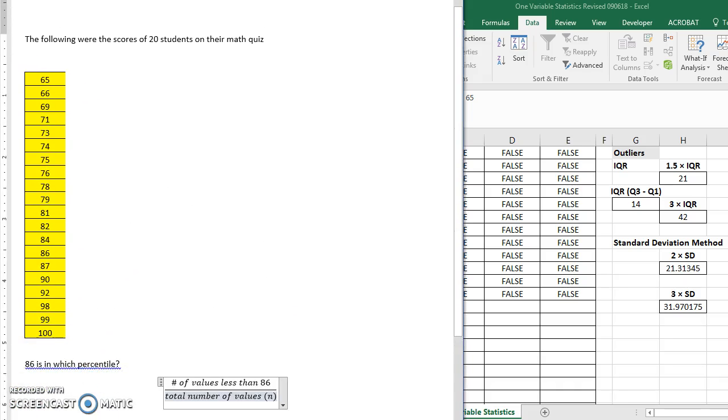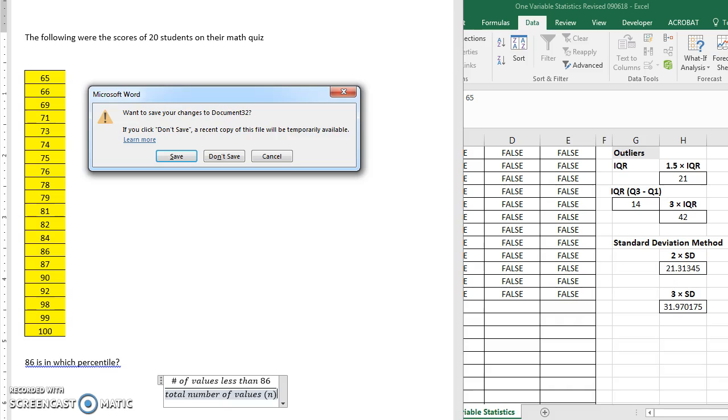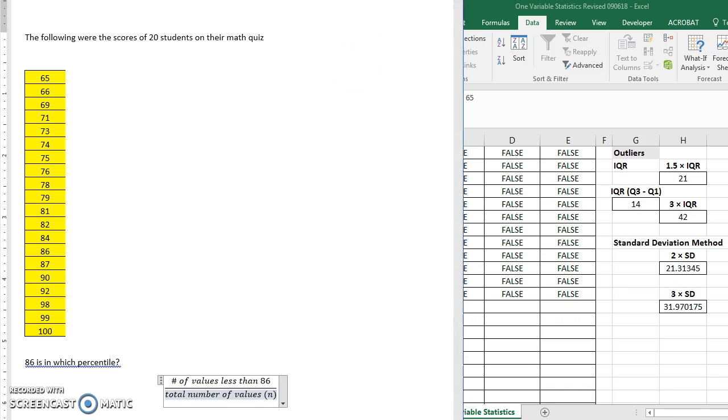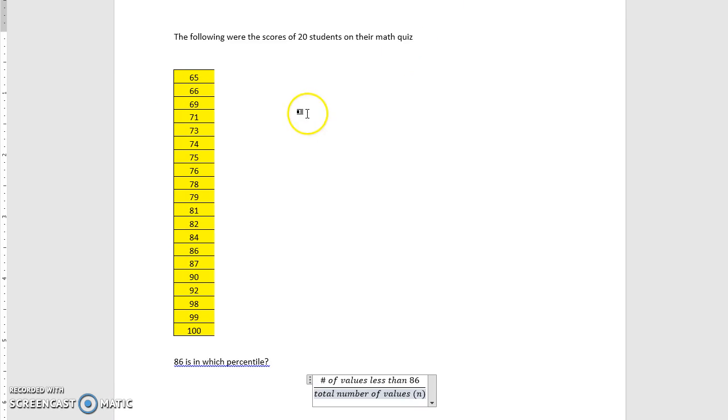Sorry, let me fix this real quick. You should be able to see that there are 20 students' scores on their math quiz. So this is going to be the formula we're going to use. And so let's count the number of values less than 86. So there are 1, 2, 3, 4, 5, 6, 7, 8, 9, 10, 11, 12, 13 values less than the number 86. So 13 over how many total values? 20.